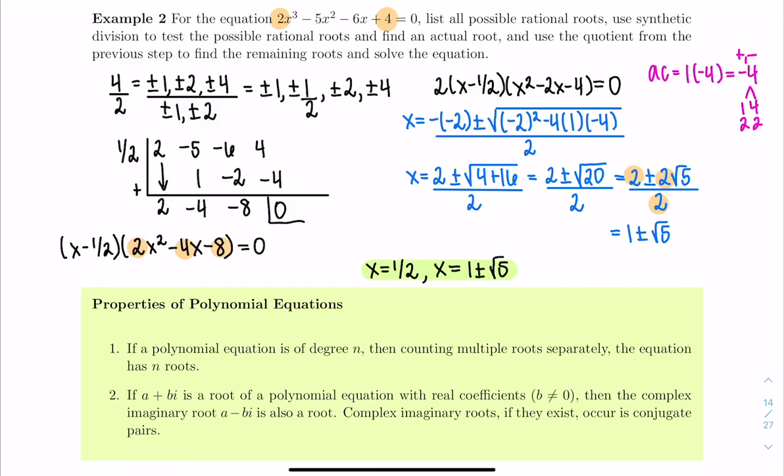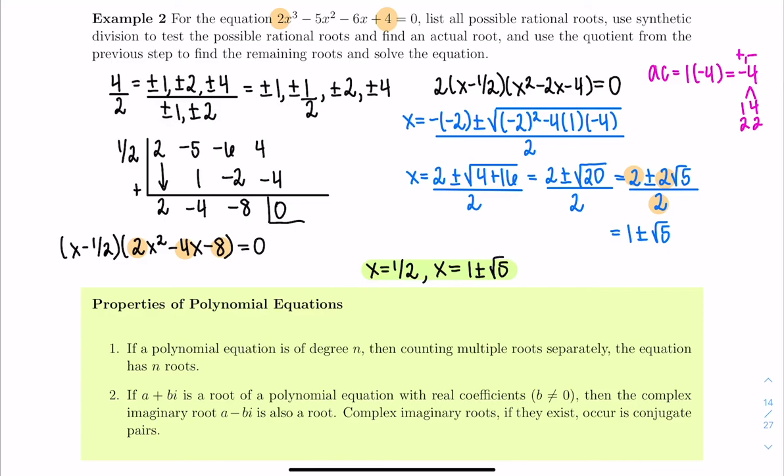And so properties of polynomial equations says that if a polynomial equation is of degree n, then counting multiple roots separately, the equation has n roots. So that means from the previous example, we had a third degree polynomial and we ended up with 3 roots, 1/2, 1 plus root 5, and 1 minus root 5. If a plus bi is a root of the polynomial equation with real coefficients, then the complex imaginary root a minus bi is also a root. So it comes in pairs.